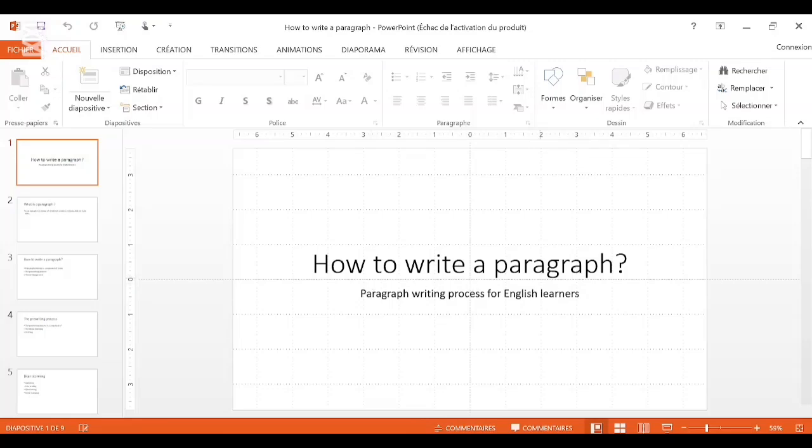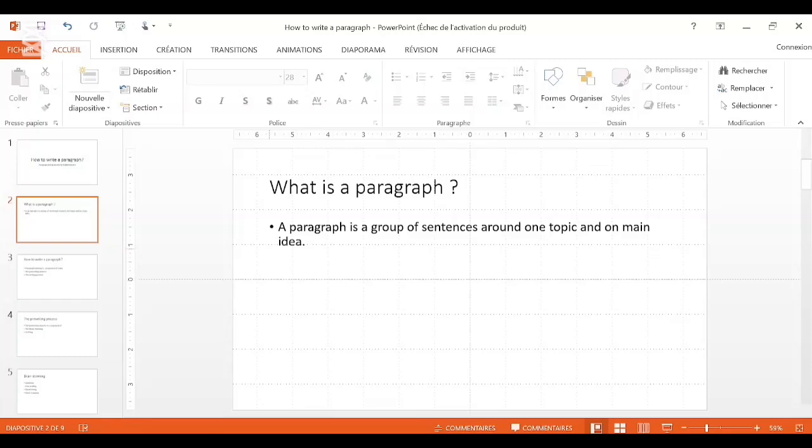So first, how to write a paragraph. But first, what is a paragraph? A paragraph is a group of sentences around one topic and one main idea. What does it mean? It means that a paragraph is a group of sentences explaining, convincing, persuading, or discussing a main topic. For example, success, motivation, AIs, school learning, online learning, school uniform, procrastination, etc. The paragraph means a group of sentences which discuss a specific topic.